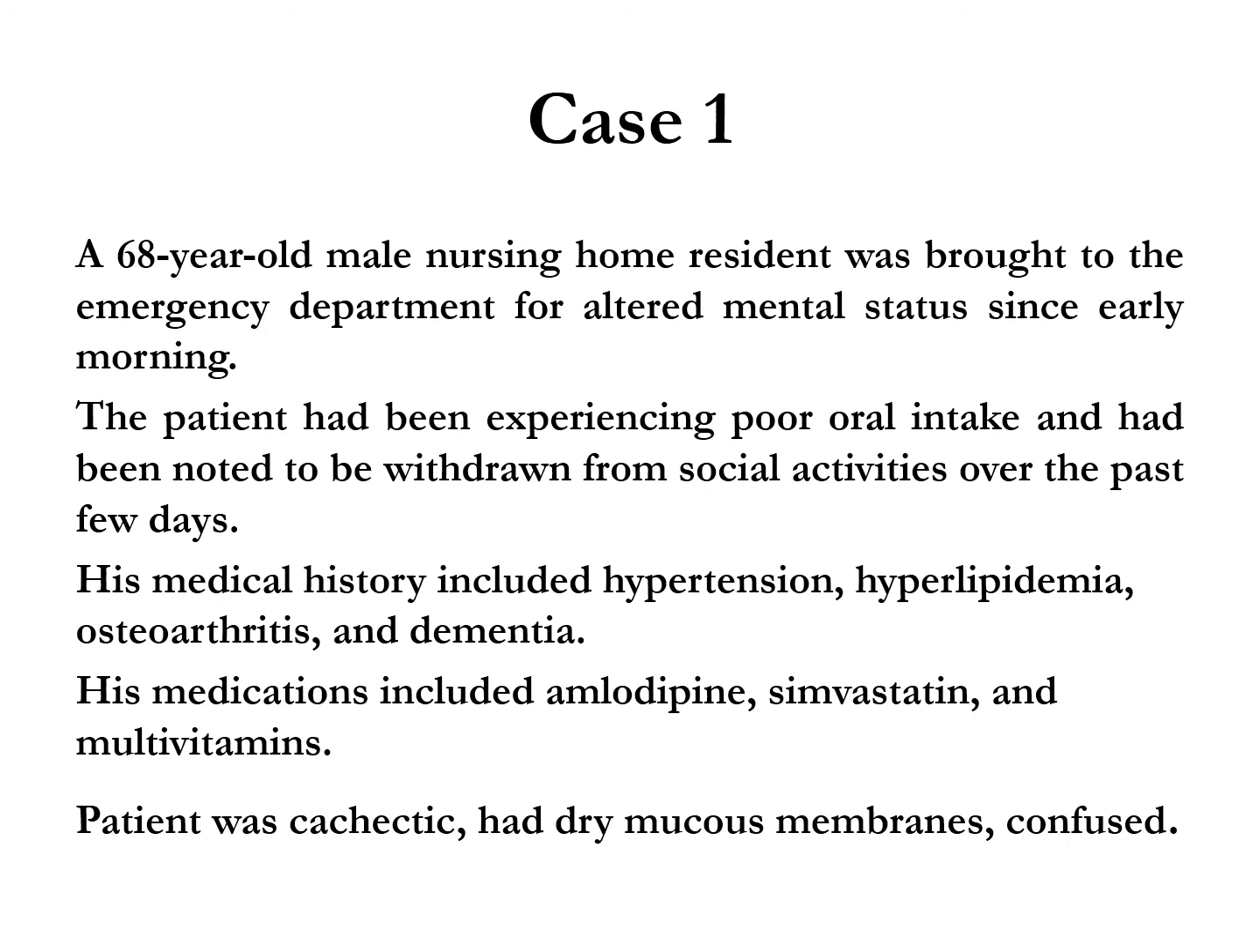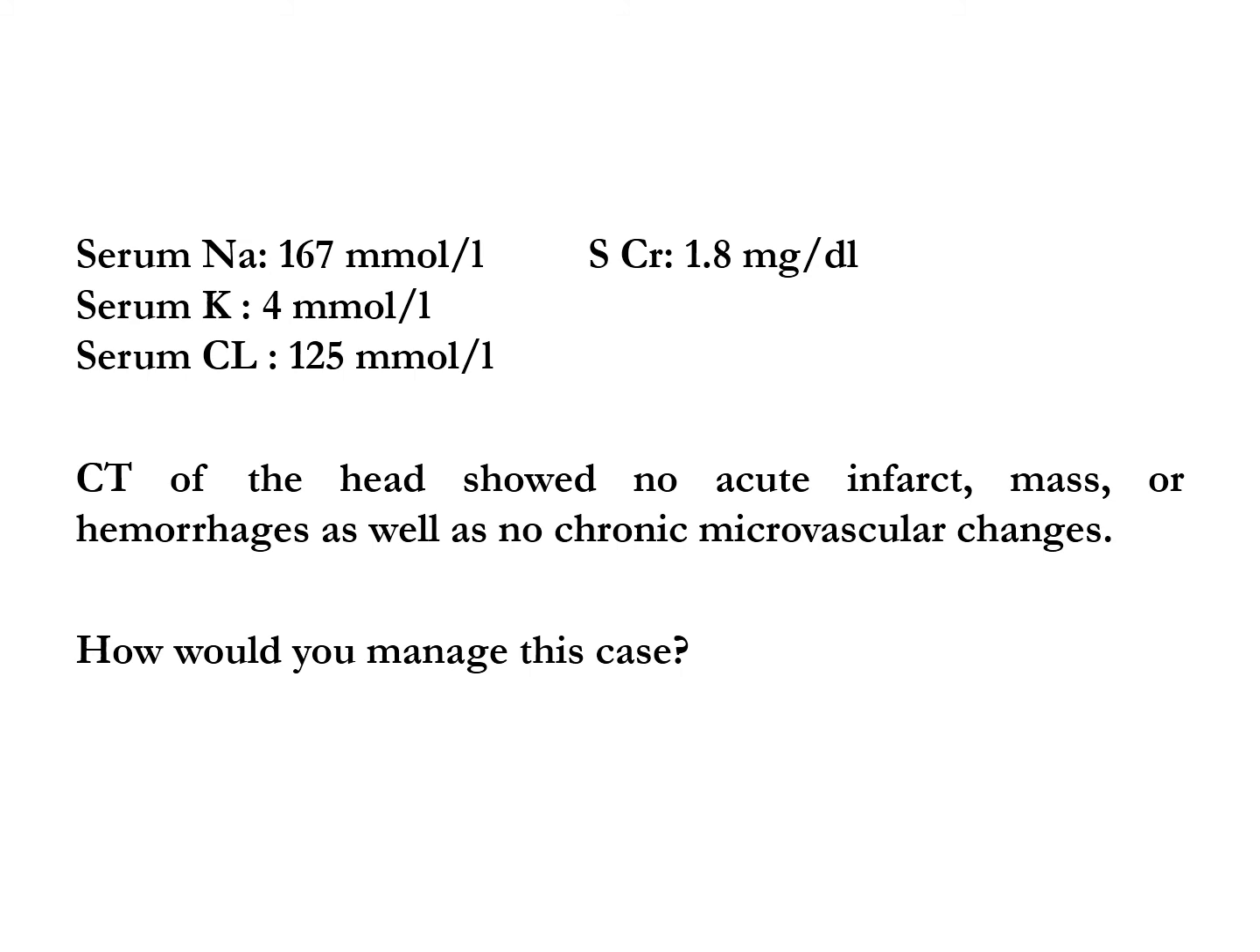The patient was cachectic, had dry mucous membranes, and was confused. Serum sodium 167, serum potassium 4 millimole per liter, serum chloride 125 millimole per liter, serum creatinine 1.8 milligram per deciliter. CT of the head showed no acute infarction, masses, or hemorrhage, as well as no chronic microvascular changes. So how would you manage this case?